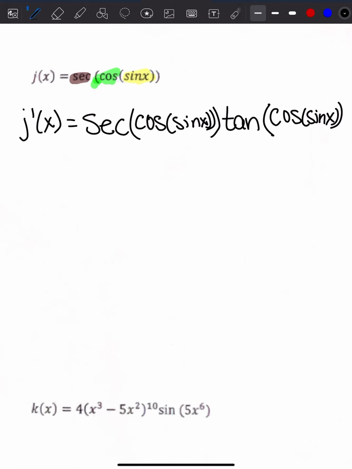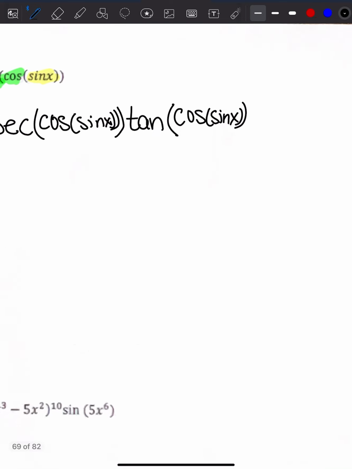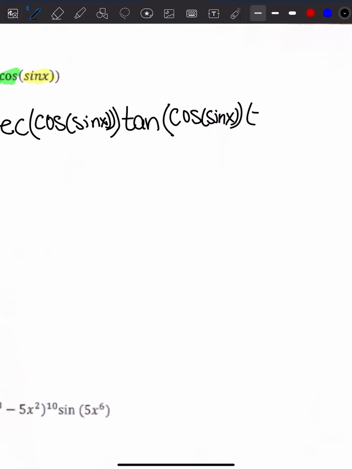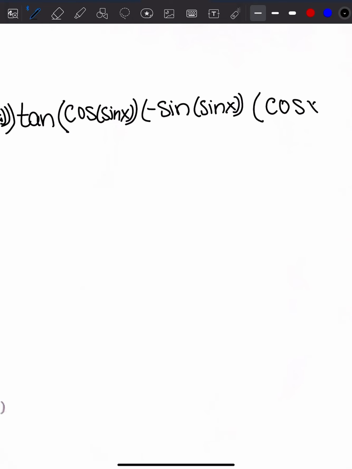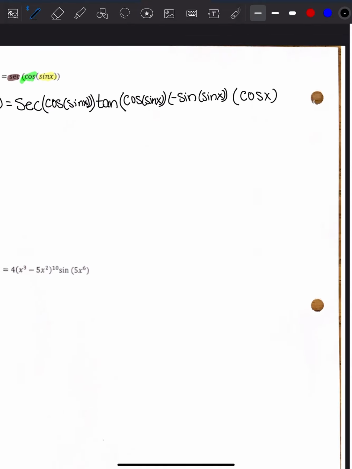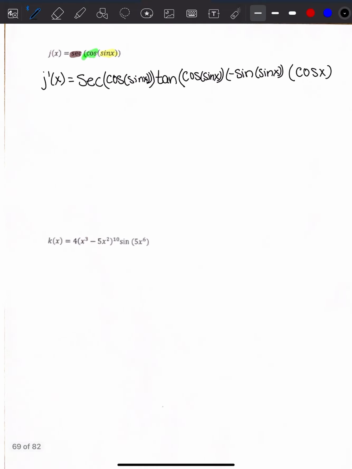Okay, so we've now taken the derivative of secant. We're going to take the derivative of cosine. So the derivative of cosine is negative sine. So I have negative sine of sine. And then we take the derivative of sine, which is cosine. This is one of those ones that I would not probably simplify, and we just need to make sure we have enough parentheses because it's just a lot. But this is our derivative based off of chain rule.